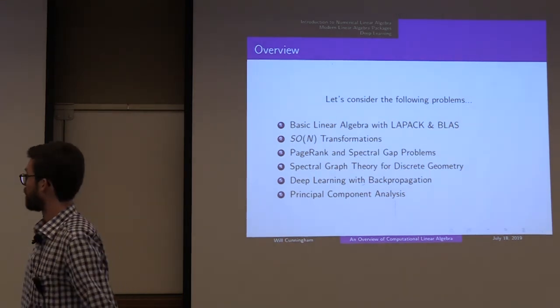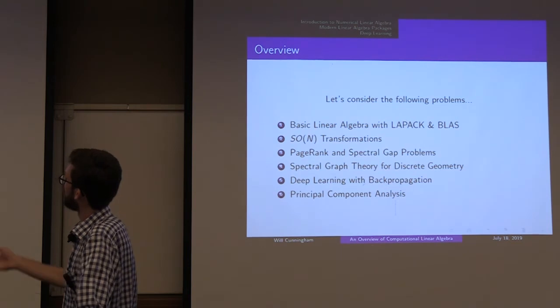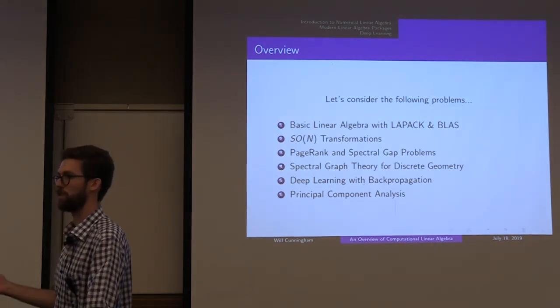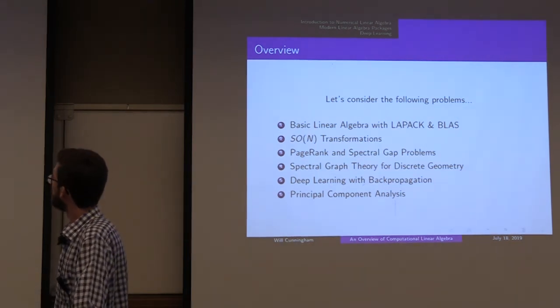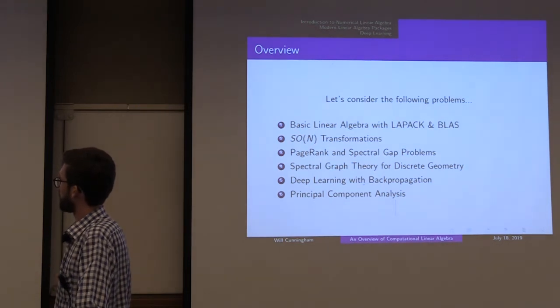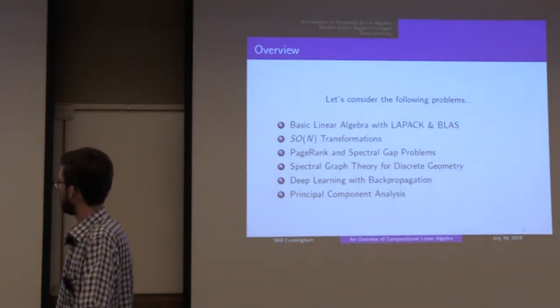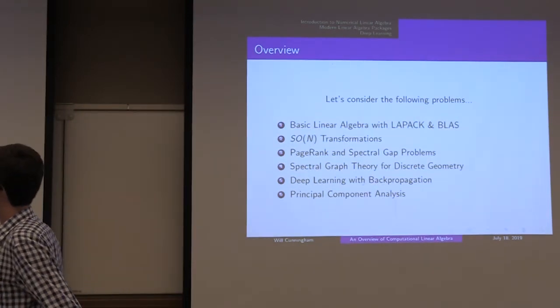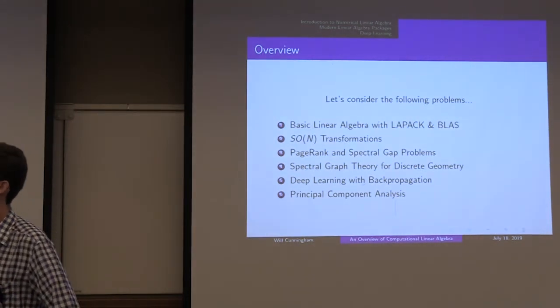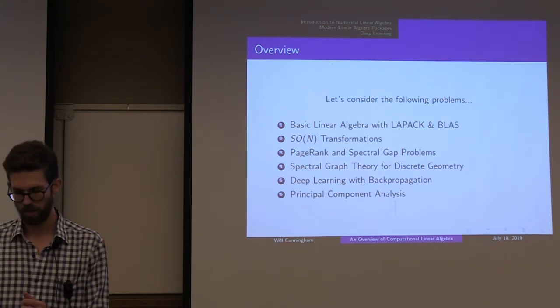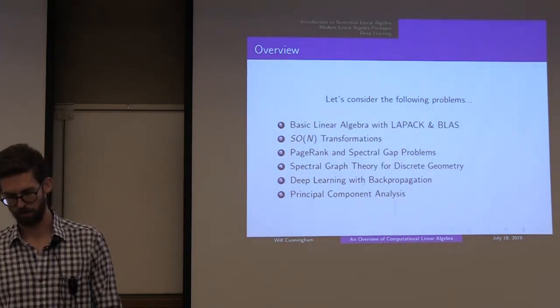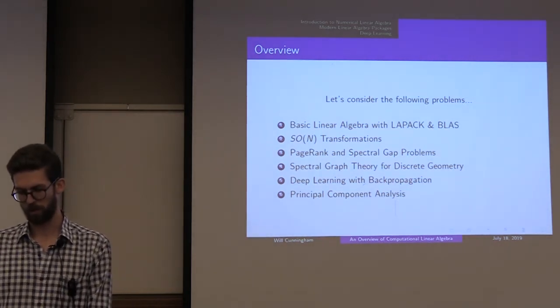And then for physical examples, we'll look at some SO(N) transformations, which are effectively rotations. We'll look at PageRank and spectral gap problems. We'll look at spectral graph theory for discrete geometry, do some deep learning with backpropagation. We'll look at this in the tutorial a little bit, and also maybe a little bit of principal component analysis.